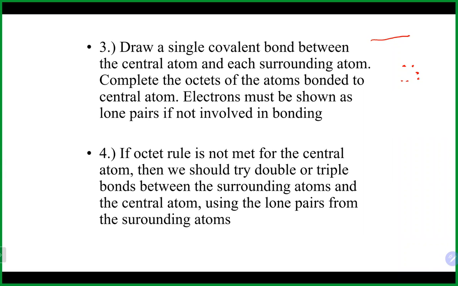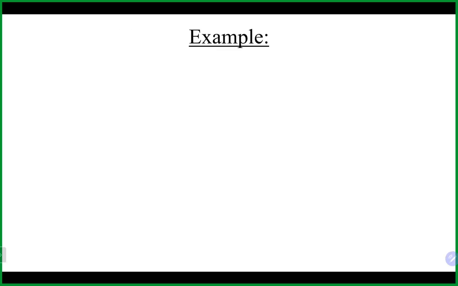You want to kind of single bond everything up. And then if it doesn't meet the octet rule, try to fix it with double bonds. And if double bonds don't fix it, then try to fix it with triple bonds. Any questions on any of that? All right, so let's do one together to see how we put all this together.